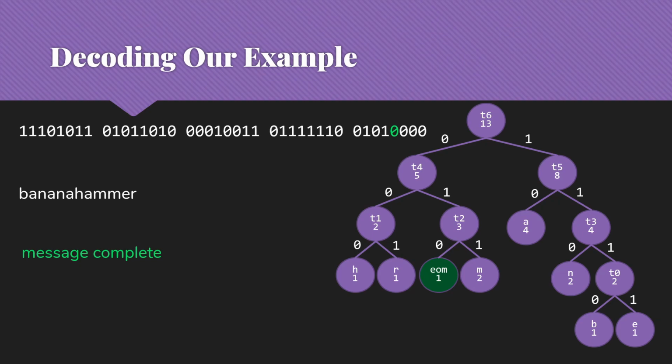Now notice here, we have those 3 extra padding bits that we put in. We haven't used those. We don't even look at them because we have our complete message. So this is why we can easily pad. We use that end of message symbol to tell us we don't have to worry about anything else.